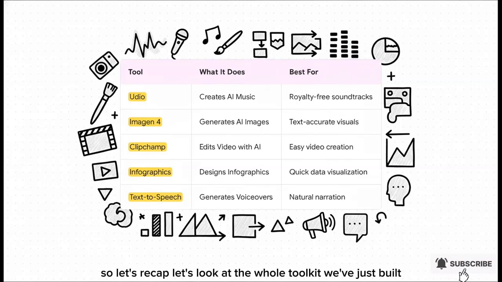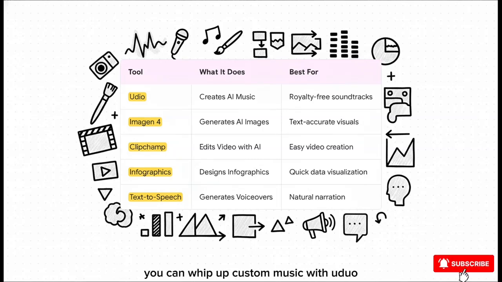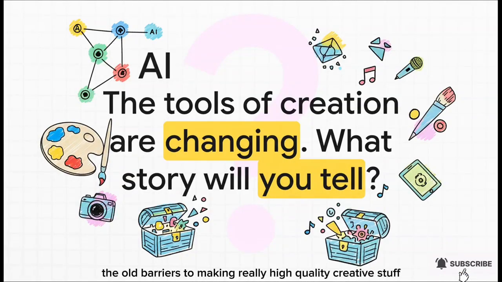So, let's recap. Let's look at the whole toolkit we've just built. With these 5 tools, you basically have an entire production studio at your fingertips. You can whip up custom music with Udio, generate incredible visuals with Imagen 4, pull it all together with Clipchamp, create supporting infographics, and then top it all off with a polished, natural-sounding voiceover. Look, the old barriers to making really high-quality creative stuff, they're just crumbling away, faster than ever before. You now have this powerful suite of tools ready to go, for free. So really, the only question left is, what story are you going to tell first?